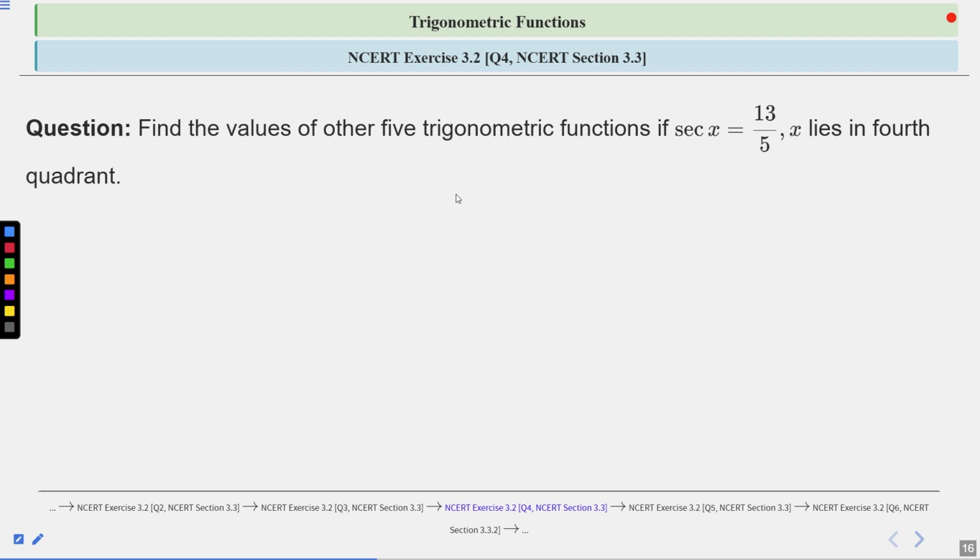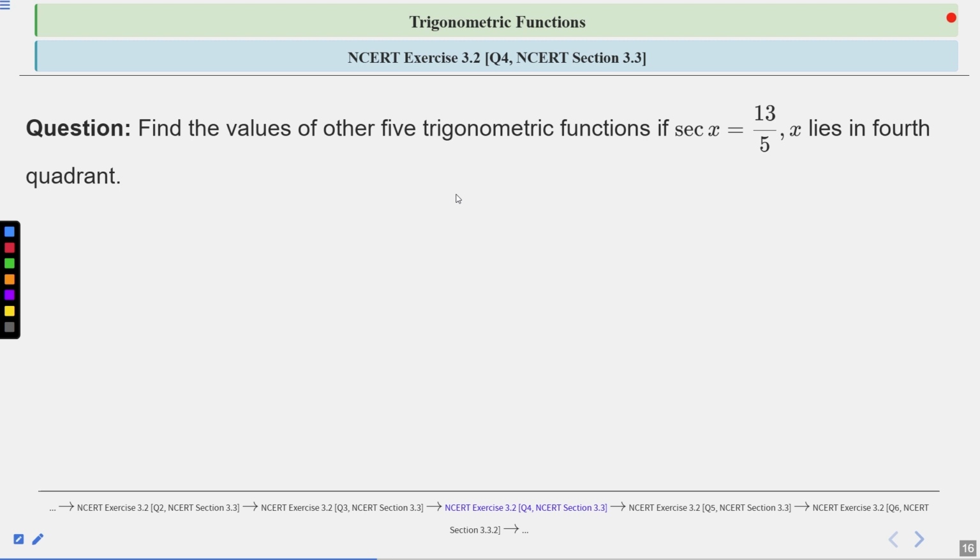Okay, let's move to the next question. NCERT exercise 3.2, question number 4. This question says, find the values of other 5 trigonometric functions if sec x is equal to 13 by 5, x lies in the fourth quadrant.